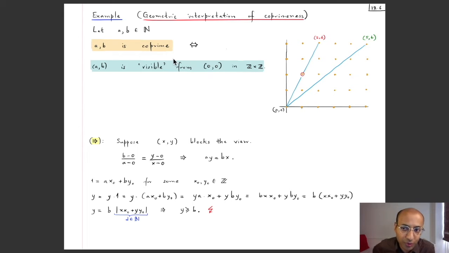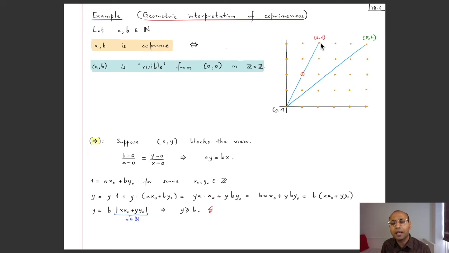But now let us prove this. Okay, so there are two implications to be proved. Let us first prove that if a, b are coprime, then indeed (a, b) is visible from (0, 0). Okay, so suppose that this is not true. In other words, it is not visible from (0, 0). So there is some point (x, y) which blocks the view, right? So in this x is then strictly less than a, the y is strictly less than b, and this is something which lies on this line which joins (0, 0) to the point (a, b).